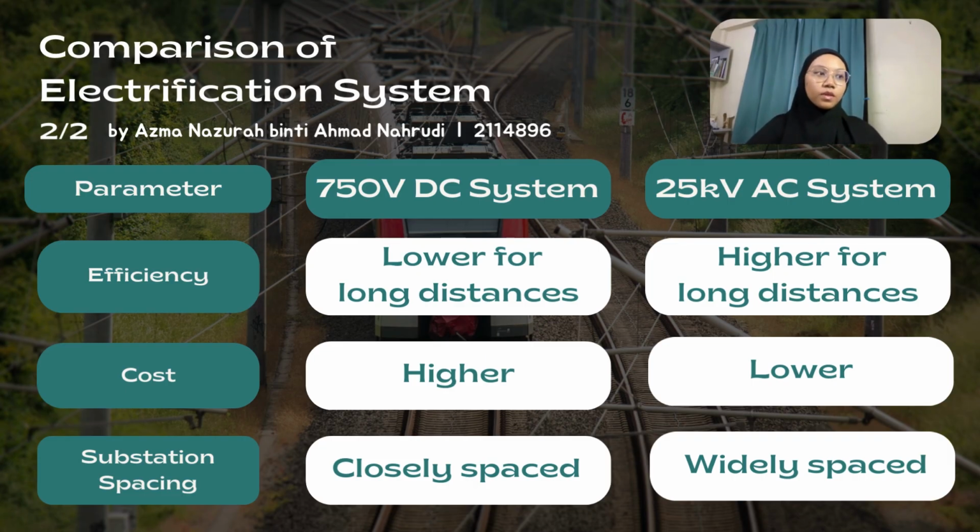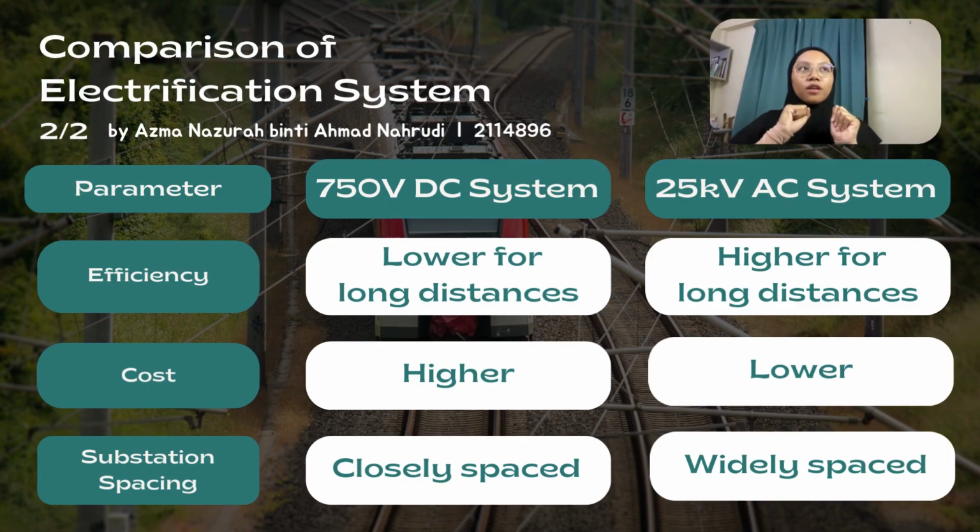The 750 volt DC system is closely spaced to each other, and the 25 kV system is widely spaced. What is the function of a substation? A substation will receive power from the grid, a very big amount of voltage. It will step it down, and for the DC system it will transform the AC to DC and supply it to the train. Why is it closely spaced?